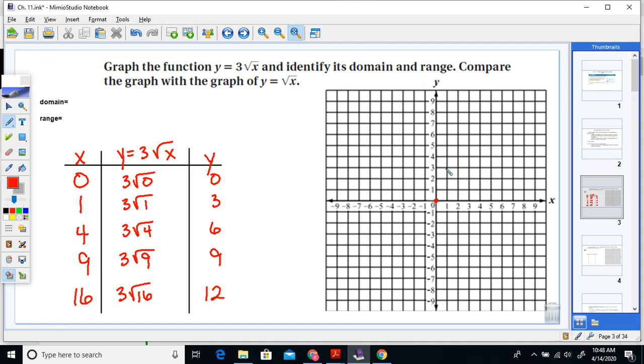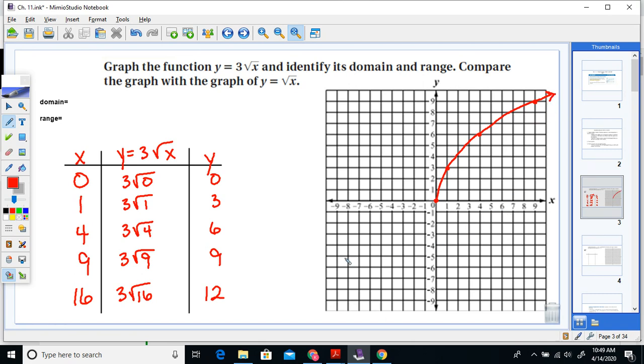1, 3, 4, 6, 9, 9. And then 16, 12 is off my graph, so I'm not going to worry about that one. So there's my points, and then I just do the best that I can. Draw a curve through that and show that it keeps going.